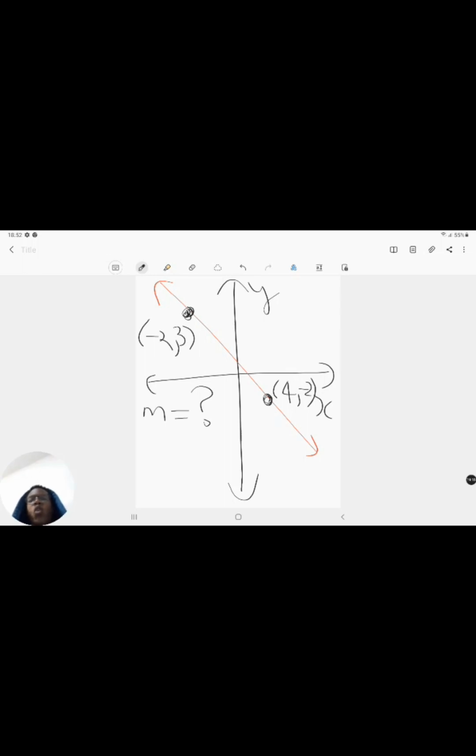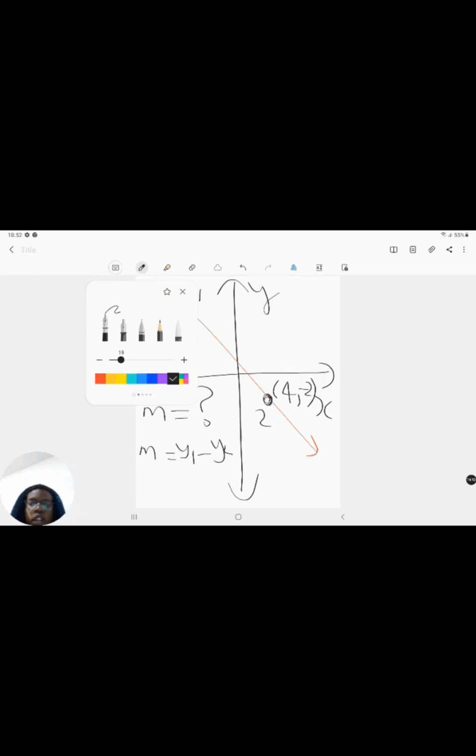Well, you have to choose which coordinates are my point 1, which coordinates are my point 2, and then substitute and solve, right? I'm going to choose this. It doesn't matter which one you choose to be 1. You could choose the one on top to be 1, and then choose this one to be 2, or you could choose this one to be 2, and this one to be 1. Doesn't really matter, right? Okay, and you know that the equation of your gradient m is equal to y1 minus y2. I always struggle to write my 2's.